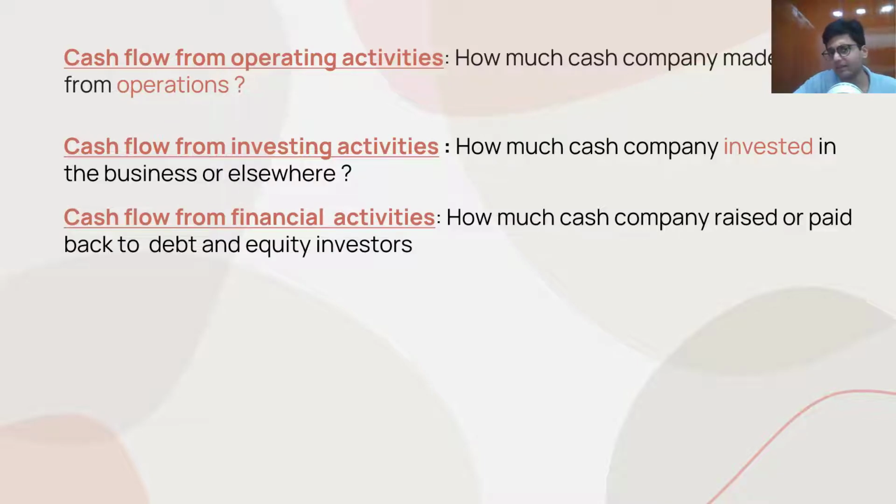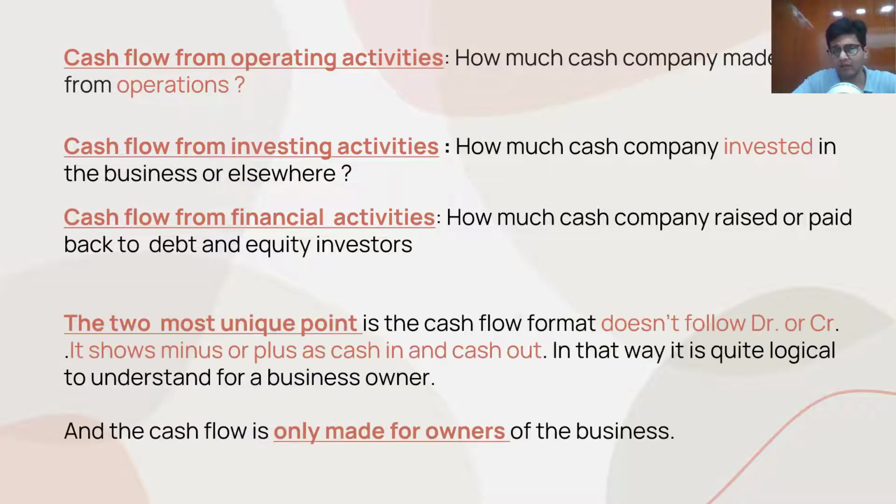Cash flow from financing activities: every business can be funded through debt and equity. So how much cash did the company raise or pay back to debt holders and equity investors? These three parts, cash flow from operating, investing and financing activities, tell you the entire picture of the cash flow of your business.